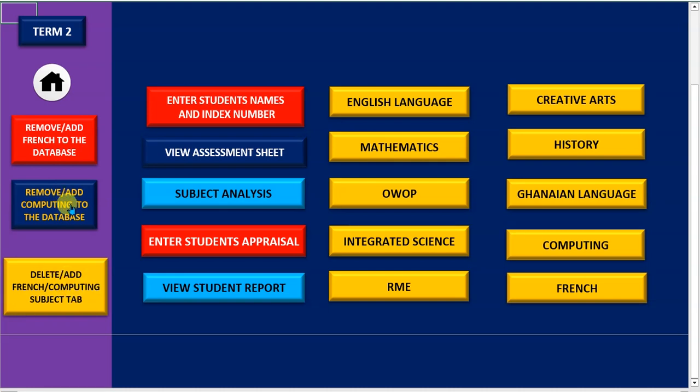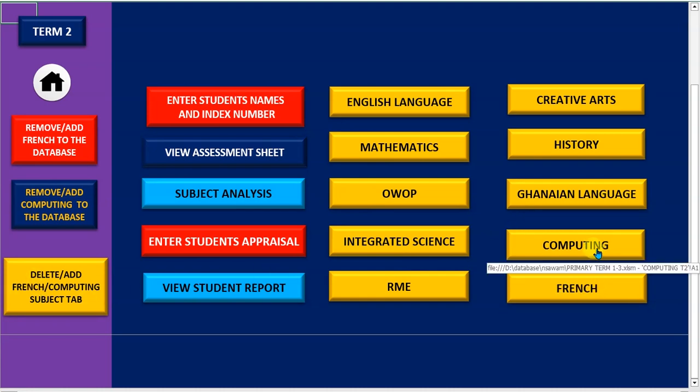This button takes off the computing subject from the database, and the last button here takes off either the computing or French tab. This is the French tab, which will take you to the French sheet, and this is the computing tab, which will take you to the computing sheet. So if you don't offer French or computing, you have the option to delete the tabs. You can bring it back if you want to offer those subjects. So let's try and see. We have the French and the computing.